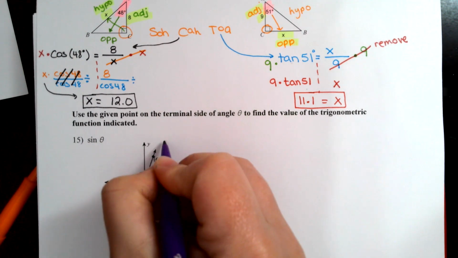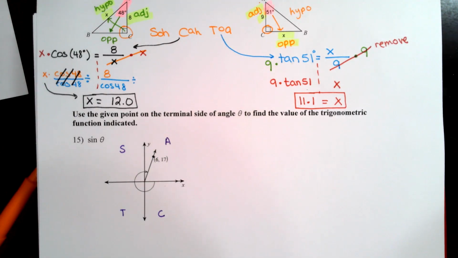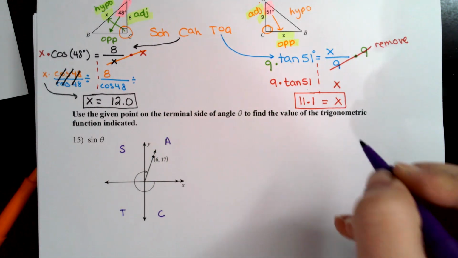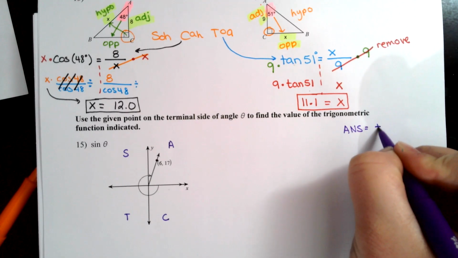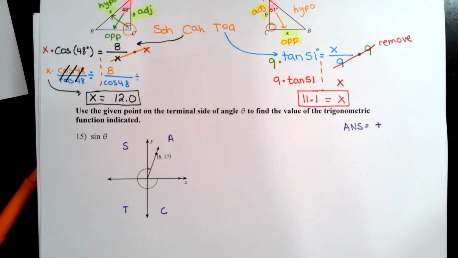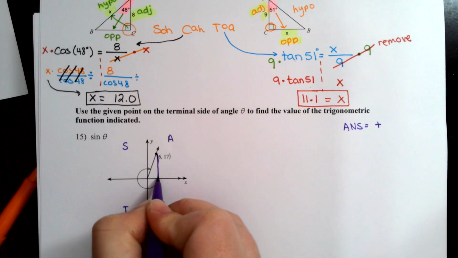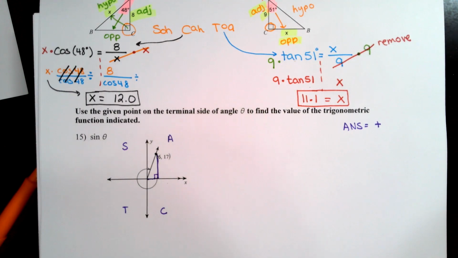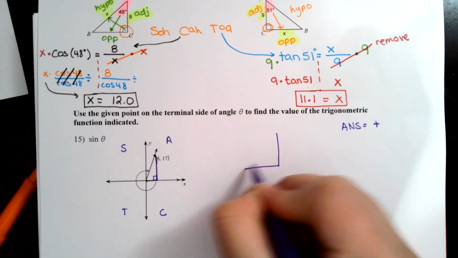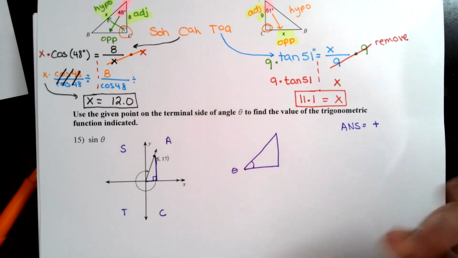Okay, step number 1, you're going to identify All Students Take Calculus. This will identify what quadrant your angle is in. It's in quadrant 1, so that means your answer is going to be positive. Next, you're going to be drawing out a right triangle. So you're going to bring this down and create a right triangle here, and your point of view of that triangle is going to be on your origin. So it's always going to be looking at your origin.